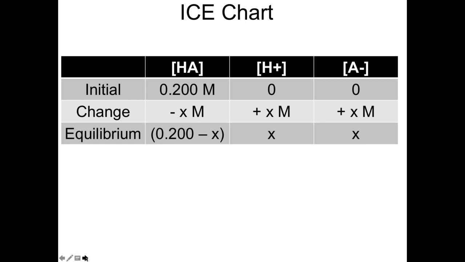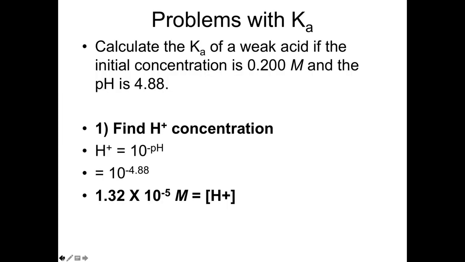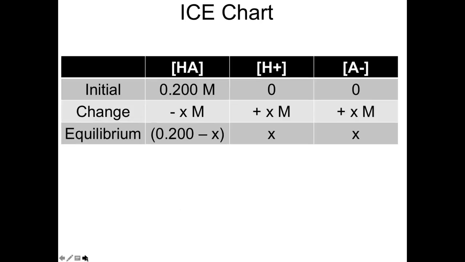So when you plug this into the Ka equation, you'll have Ka equals H plus, so 1.32 times 10 to the negative fifth. And then you'll multiply that by the concentration of A minus, which is 1.32 times 10 to the negative fifth. And you'll divide that by the concentration of the starting acid minus what comes off. Now, the 1.32 times 10 to the negative fifth comes from our previous calculation. Because we're given the pH, we can find the hydrogen concentration.